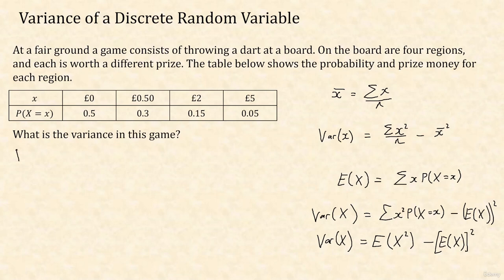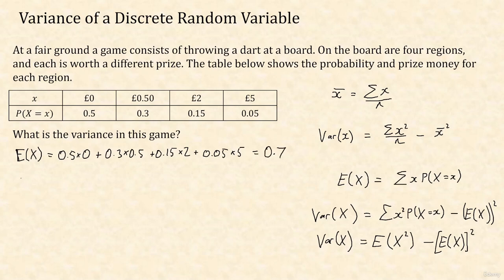Let's have a look at how we apply it to this question that we looked at before. The first thing we'll need is the expectation, because that's actually needed in this. We saw in the last video that it is found by simply multiplying our probabilities by our outcomes and then adding them up. So 0.3 times 0.5 plus 0.15 times 2 plus 0.05 times 5. And in this case, it was 0.7.